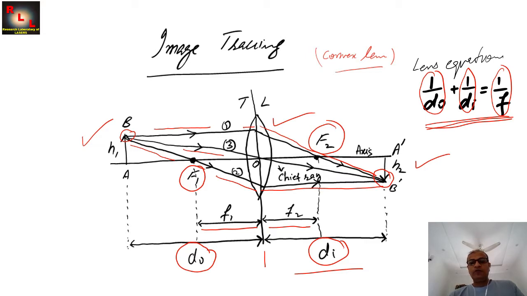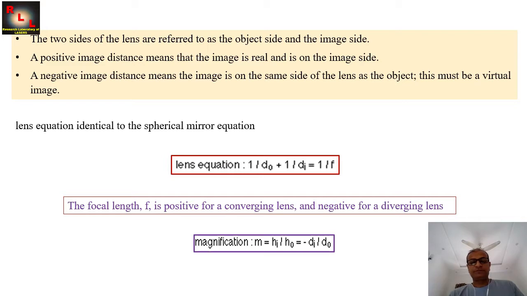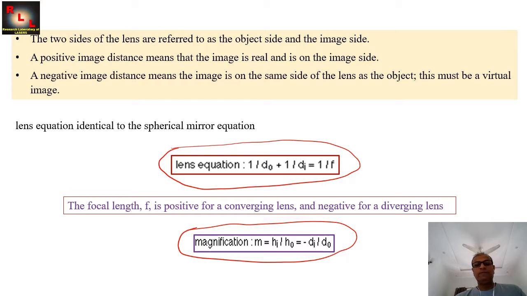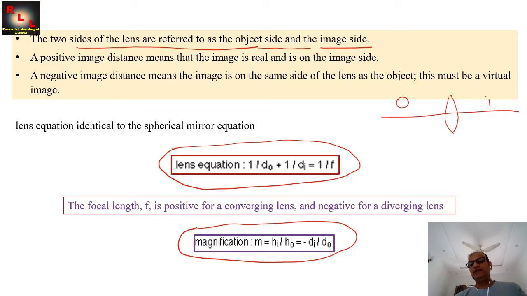Now if we move to the next slide, there are some important points which need to be discussed. This is the lens equation, which we already know. This is the magnification factor, as we studied in the case of mirrors. There are two sides of the lens. One is the object side, the other is the image side. If this is your lens, this is the object side, and this is the image side.